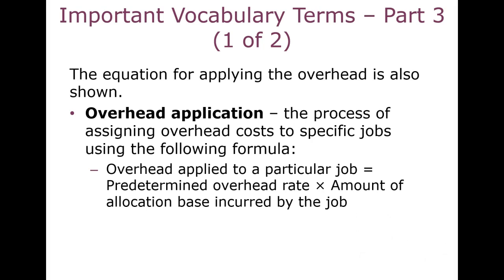Overhead application, we did this in the last chapter. This is where we finally attach to particular jobs a certain amount related to manufacturing overhead. For each job, we know the actual direct materials they use, we know the actual direct labor cost, and then we use this overhead application, again using the predetermined overhead rate, to attach some overhead cost to the jobs being produced.